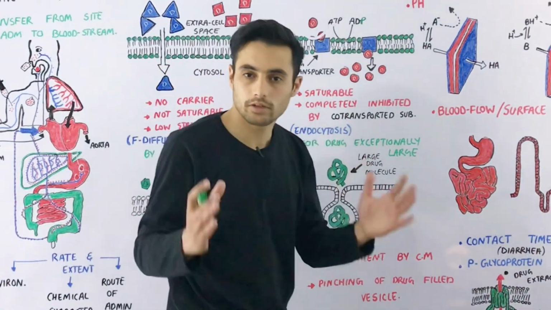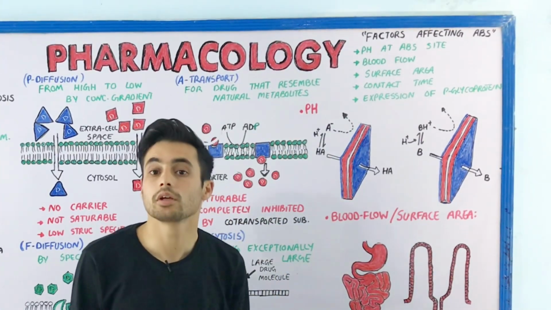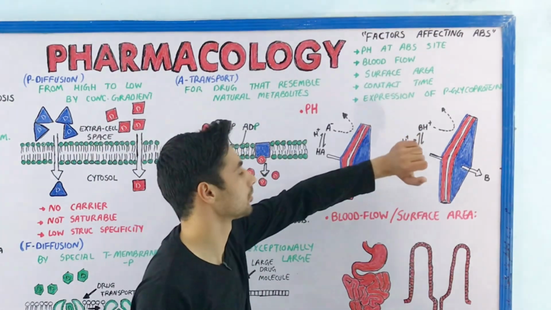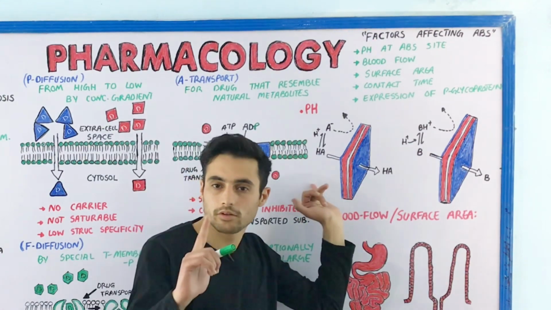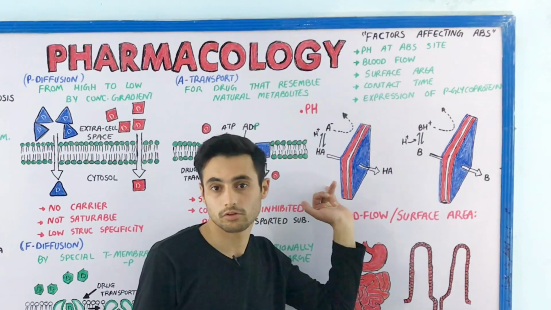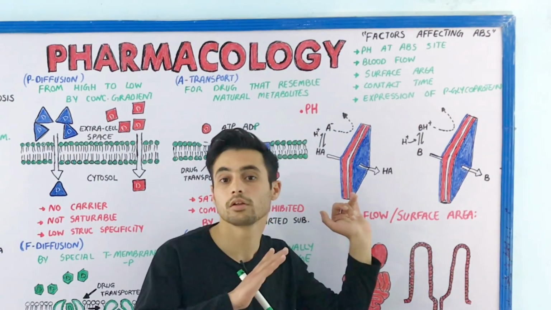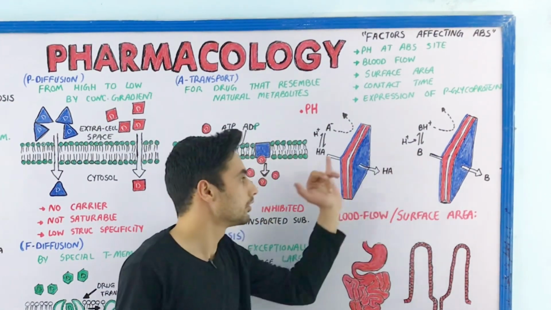Now, what are the factors which affect the drug absorption? The main important factor is the acidity at the absorption site, the pH at the absorption site. Have a look at this diagram. There is one basic rule of drug absorption: either it is an acidic or a basic drug, the drug should always be uncharged and non-polar. Neutral drug will pass through this lipid membrane.